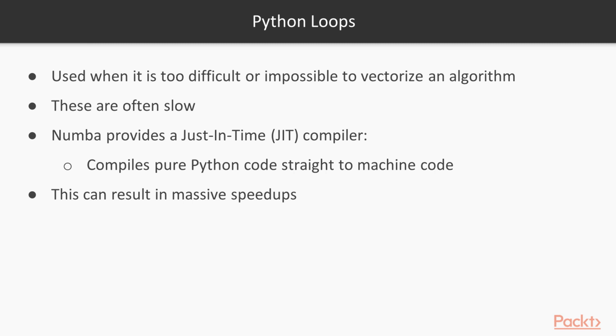When it's too difficult or impossible to vectorize an algorithm, you often need to use Python loops. However, Python loops are slow. Fortunately, Numba provides a just-in-time, or JIT, compiler that can compile pure Python code straight to machine code thanks to the LLVM compiler architecture. This can result in massive speedups. In this video, we'll see how to use Numba to accelerate a mathematical modeling simulation.